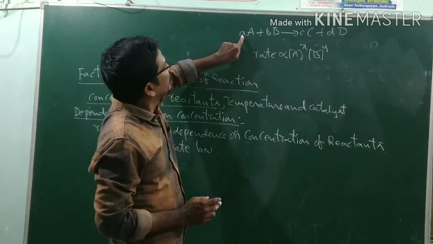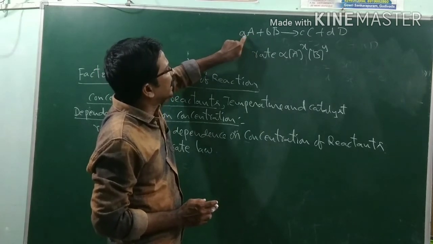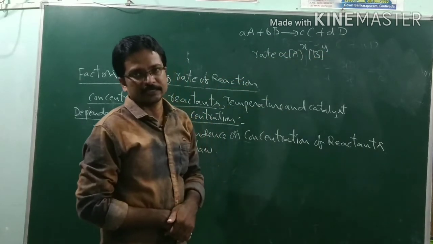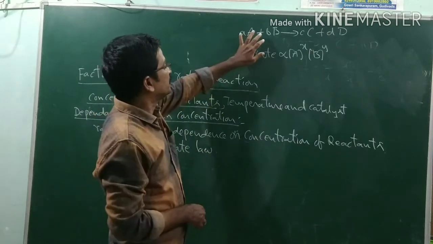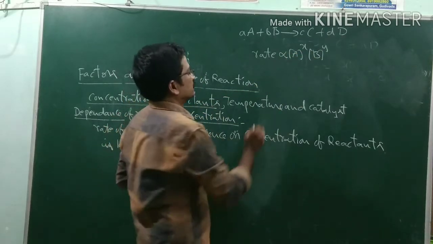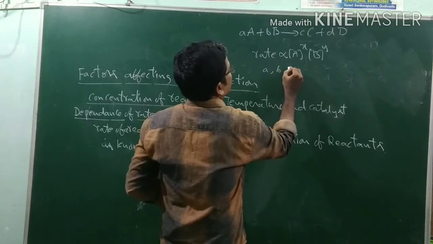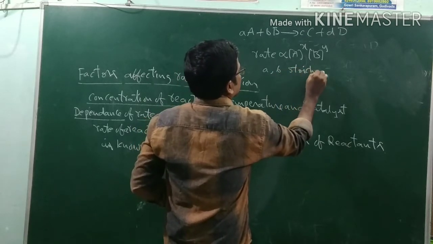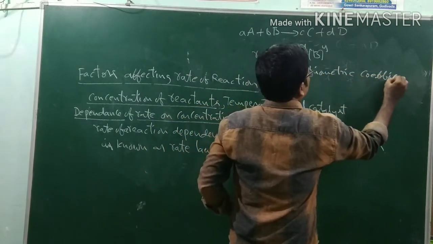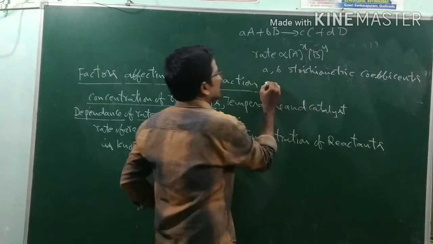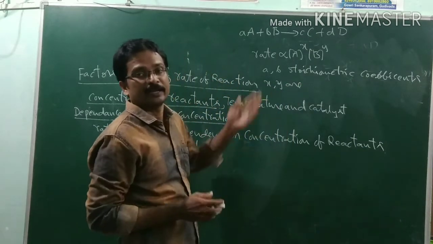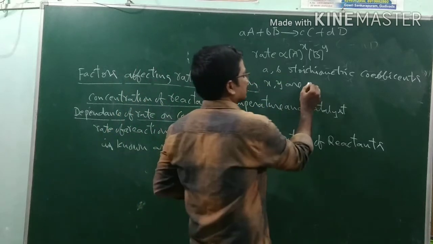We may notice one difference. Here the stoichiometric coefficients are A and B, and here the exponents are X and Y. Stoichiometric coefficients are A and B. X and Y are exponents.